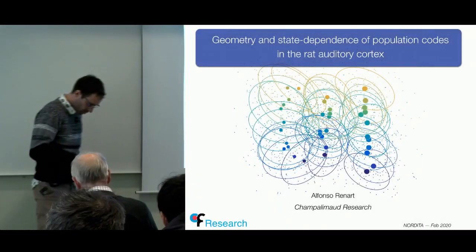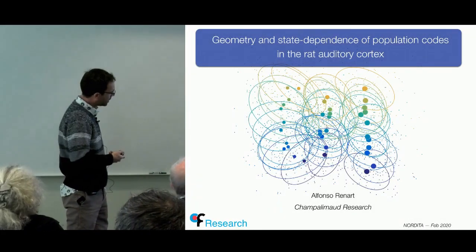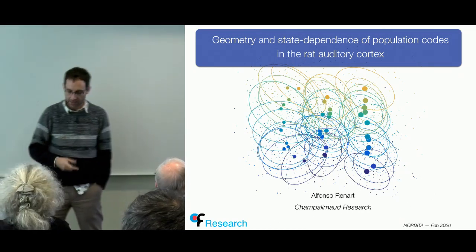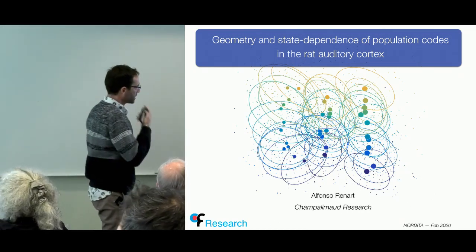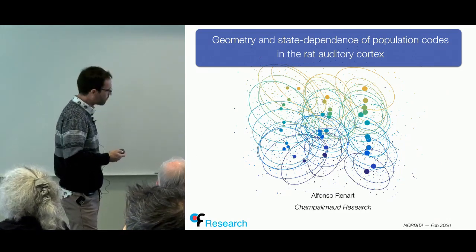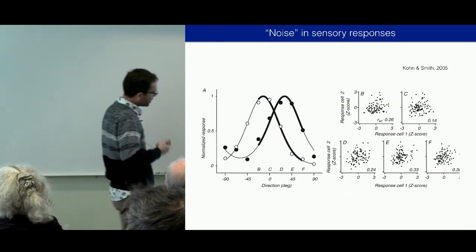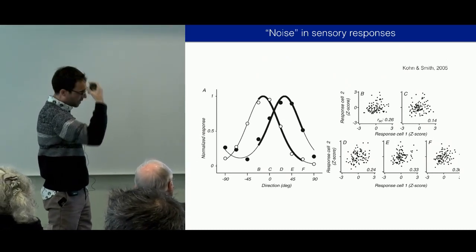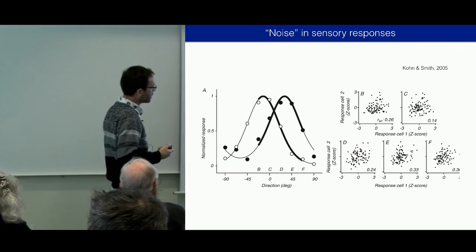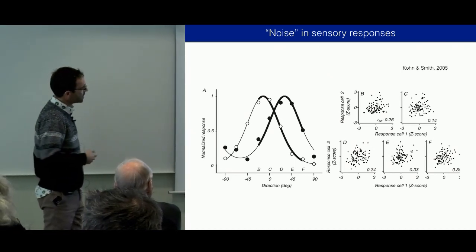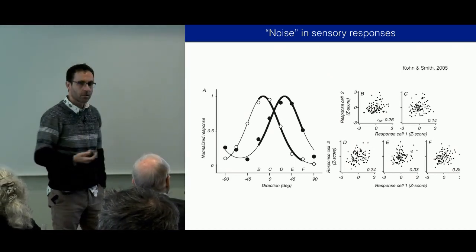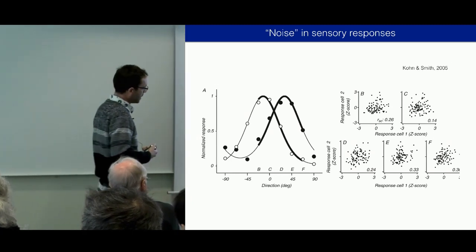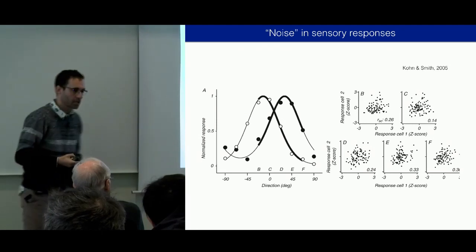So I'm going to tell you this story that we published last year and that has some commonalities with things that have been discussed in the meeting. So the main issue that we are interested in this work is kind of basic questions in sensory coding. And they start from the observation that you're all familiar with, that the responses of sensory neurons are variable.